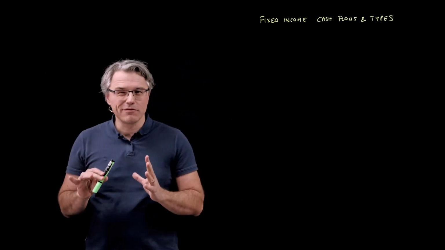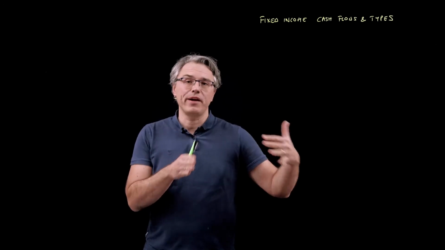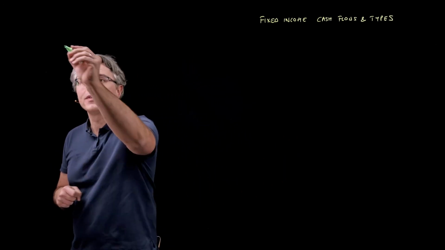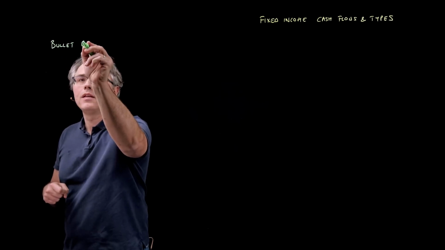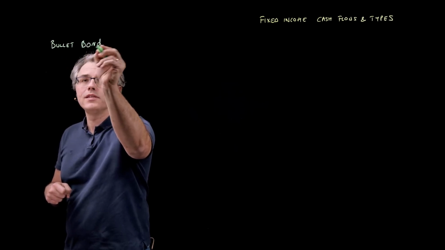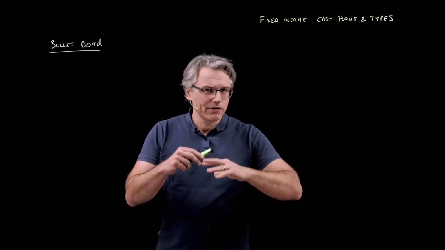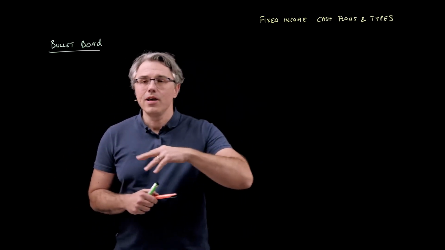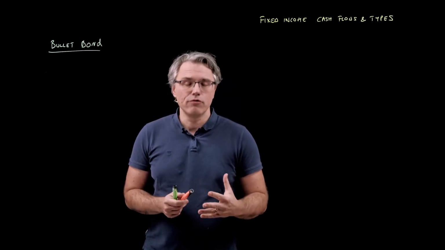We'll start off with the most basic type of bond that gets issued in terms of its principal repayment schedule, and that is what we call a bullet bond. So let me write the name down, bullet bond. Now, whenever you see this name, you should associate it with a sort of classic bond. This is very typical for government bonds, as well as the vast majority of corporate bonds.